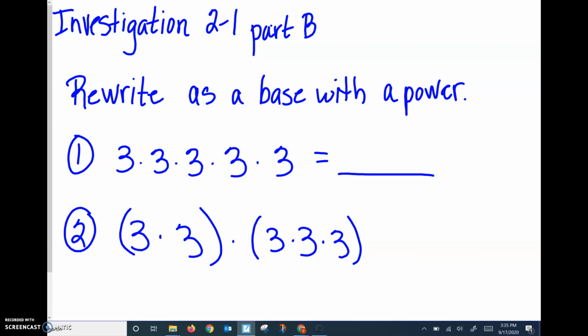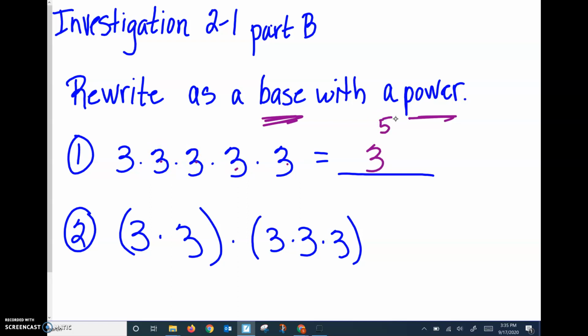We are going to start with a base of 3 and it is repeating. So they want us to write it as a base with the power or exponent. So our base that's repeating is 3. And how many of them do we have? 1, 2, 3, 4, 5. So we have the exponent of 5.